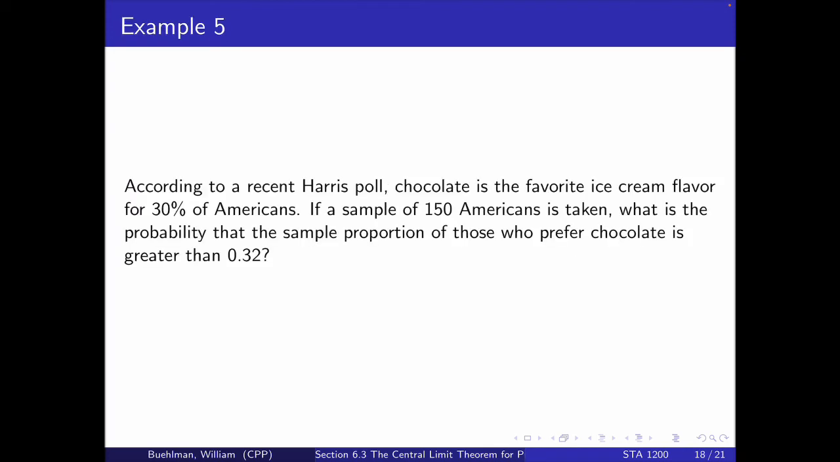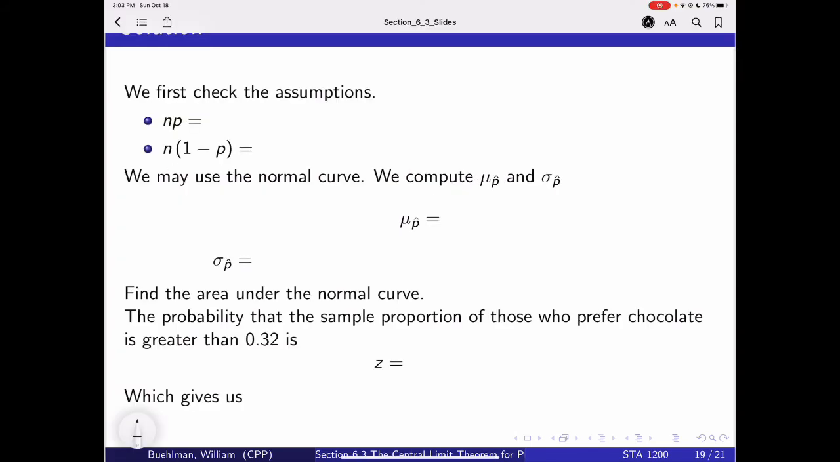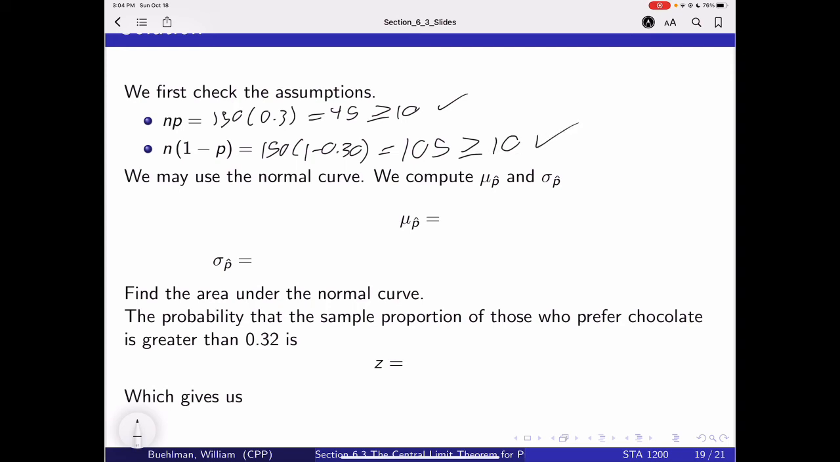Example 5. According to a recent Harris poll, chocolate is a favorite ice cream flavor for 30% of Americans. If a sample of 150 Americans is taken, what is the probability that the sample proportion of those who prefer chocolate is greater than 0.32? First, we check the assumptions. So n times p, which is 150 times 0.3, that's 30% in decimal, which is equal to 45. That's greater than or equal to 10, so that's good. Now we need to check n times 1 minus p, which is 150 times 1 minus 0.30, which equals 105, which is also greater than or equal to 10. So that checks out. So our assumptions have been satisfied. We may use the normal curve.